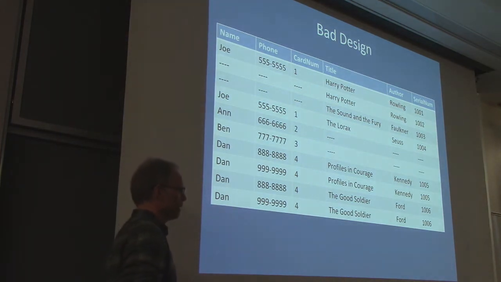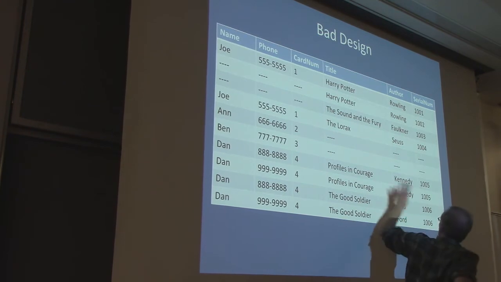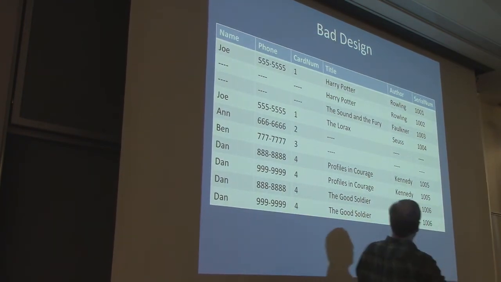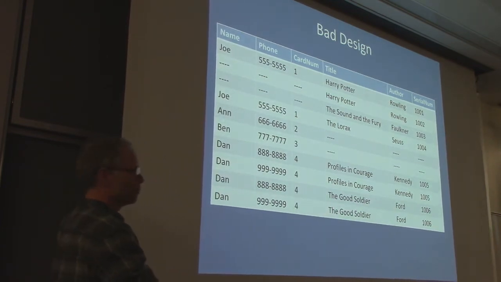Think of the serial numbers being like an ISBN, a unique identifier for, like, Profiles in Courage. We got multiple copies. All your Profiles in Courage are 1005. What's the problem with this representation?